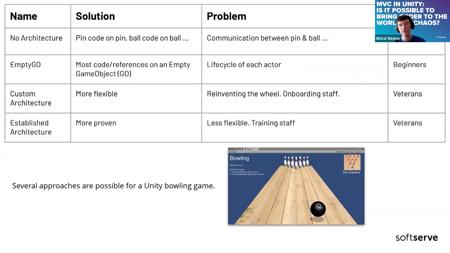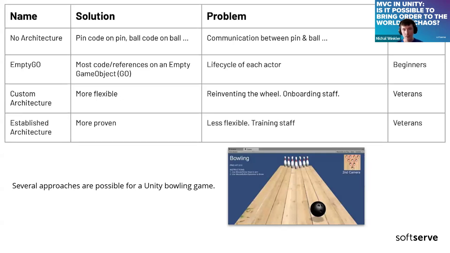Several different approaches are possible when making a Unity game. As part of an exploration on this topic, let's talk about a simple 3D Unity bowling game made from scratch using six different styles, each style focused on a particular architecture. We'll see some of them listed here.